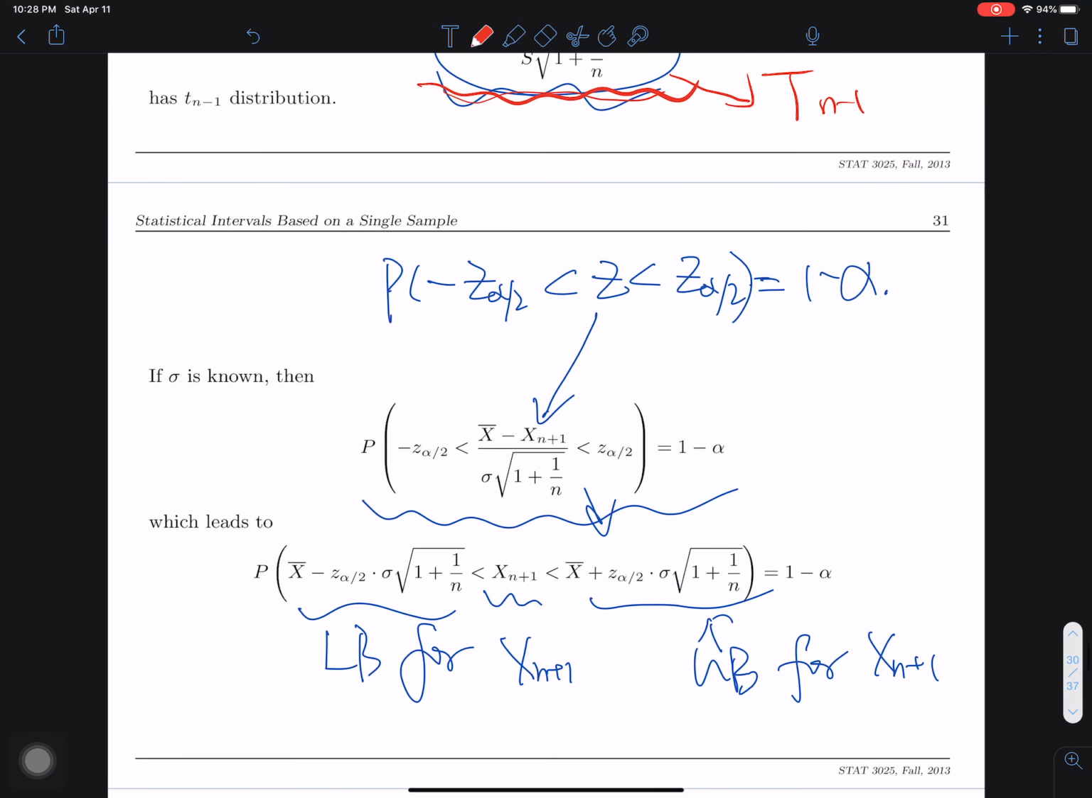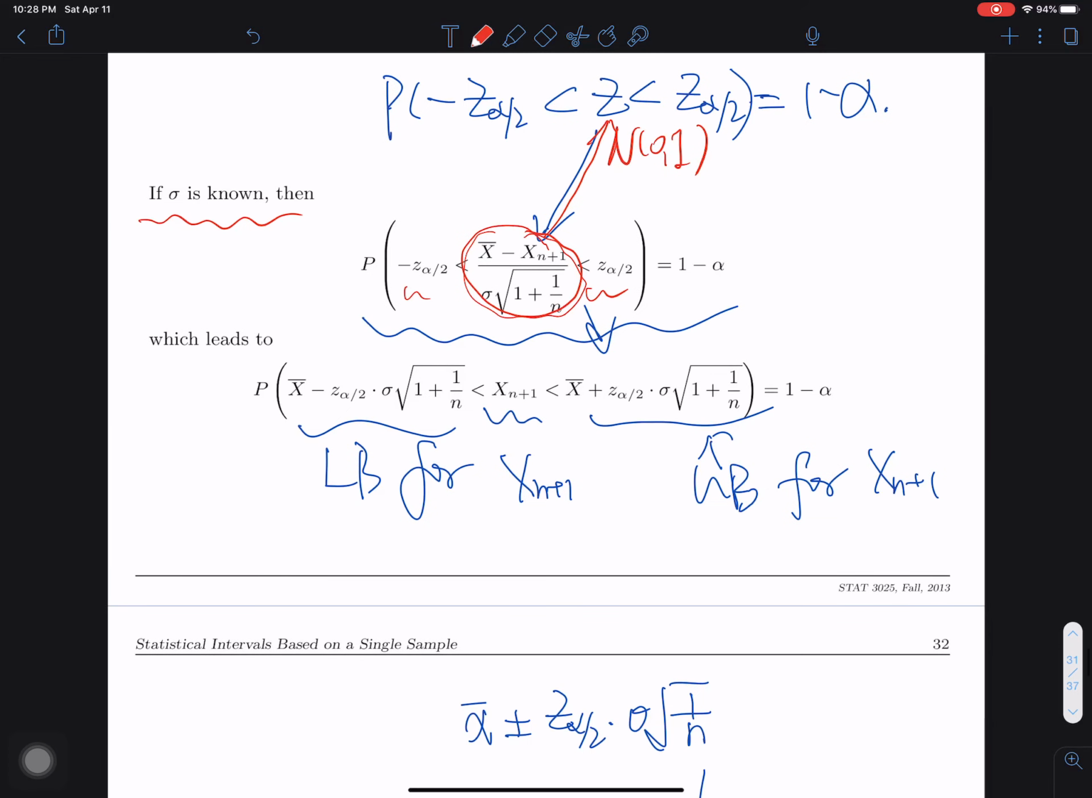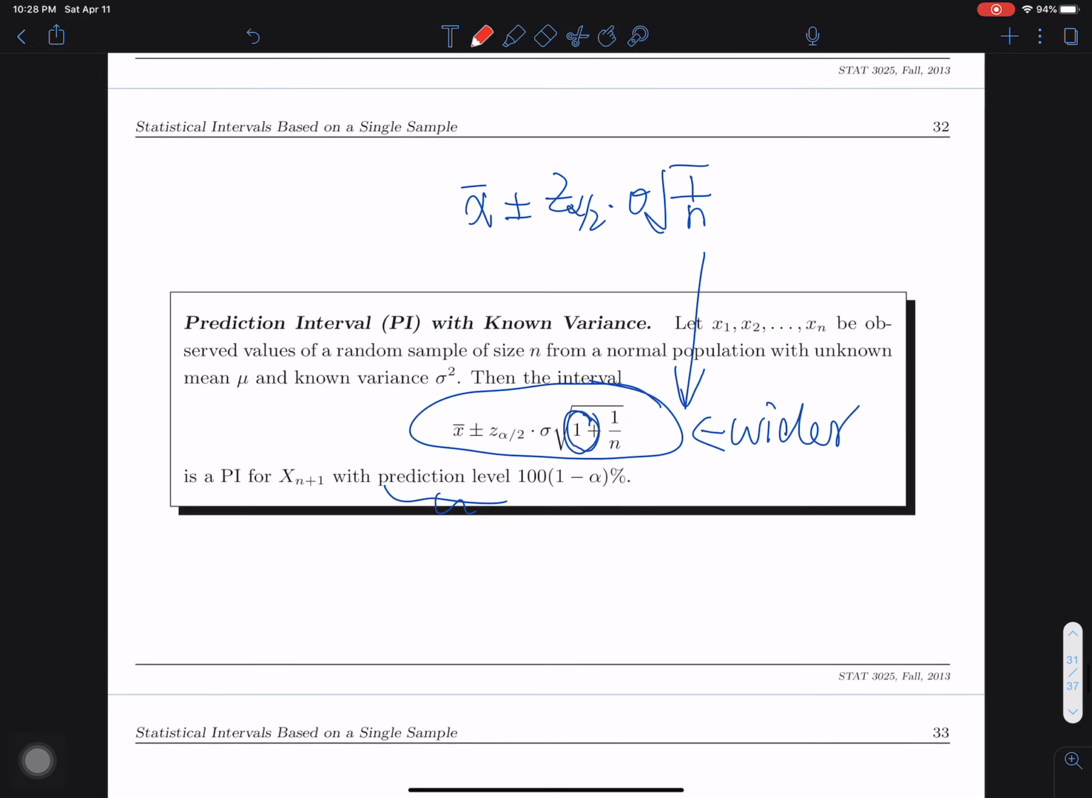If sigma is known, then we use the z, because this quantity follows the z distribution, which is standard normal. Then the probability that this quantity falls within these two numbers will just be 1 minus alpha. By rearranging this quantity, we have the following inequality for x_{n+1}. This is a lower bound for x_{n+1}, and this is the upper bound for x_{n+1}.